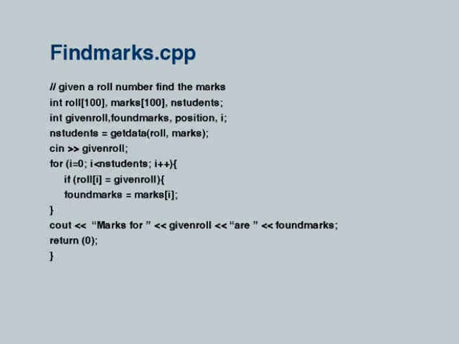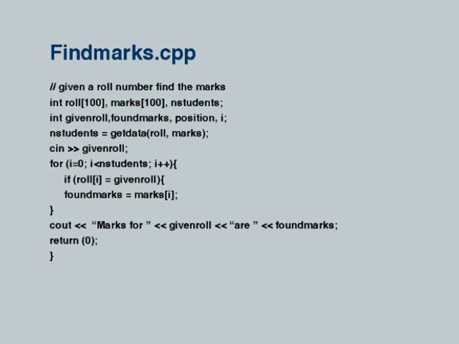This is a simple algorithm, simple common sense, but let us find out in how many different ways we can make this search possible. So here was a program, findmarks.cpp. I have written a small variation of that. We had 2 arrays, roll and marks, and we had n students. We defined a variable called given roll, and we defined a variable for found marks, we defined a variable for position, and we defined an iteration index variable i.